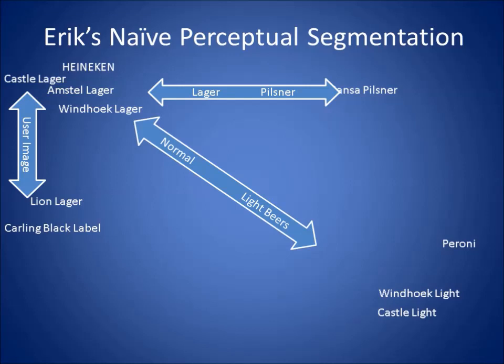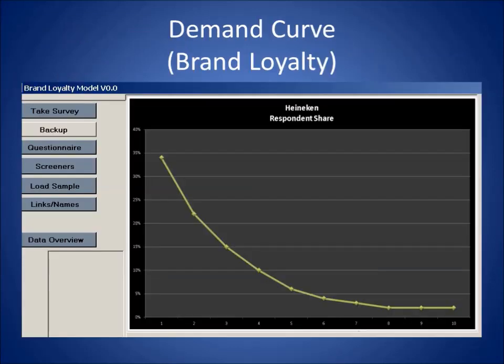That'll be my segmentation. And when it comes to my choices, I would choose between Heineken and Castle. So it is not only a perceptual map, but it does represent my choices. In my first YouTube, I showed how we derive the demand curve for Heineken, in this case. And what you'll see is at price level 1, a certain percentage would prefer to buy Heineken.